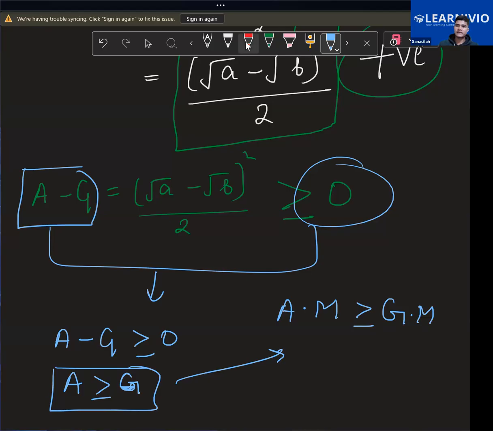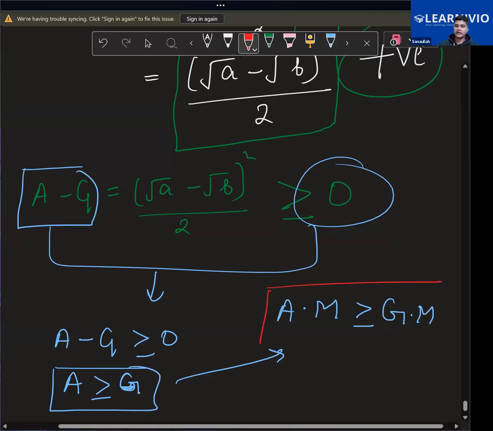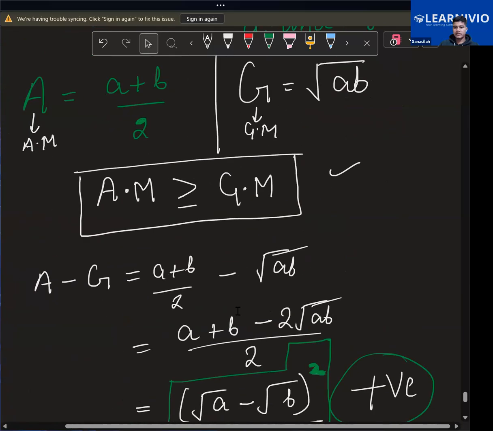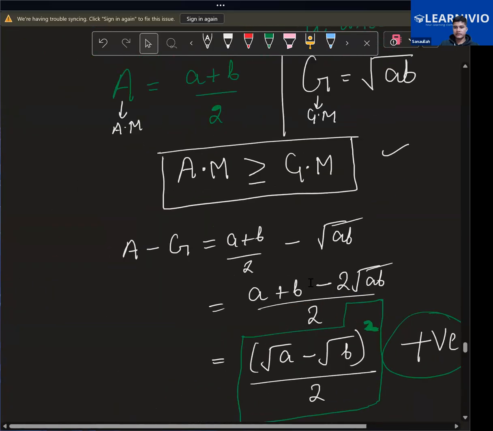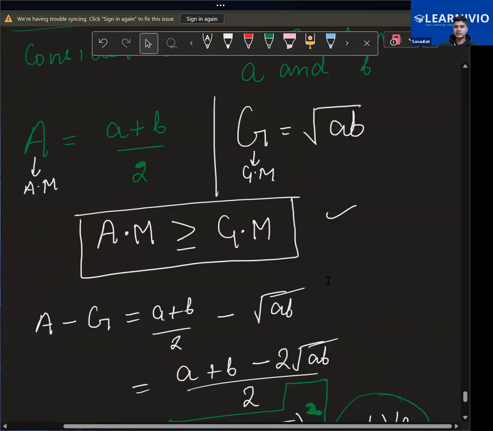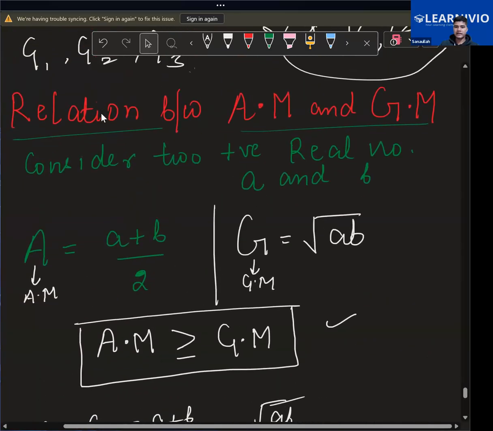Is this clear, how arithmetic mean is greater than geometric mean? But you do not need to memorize all this. No need to learn how we get AM greater than GM. Just you have to learn this thing.